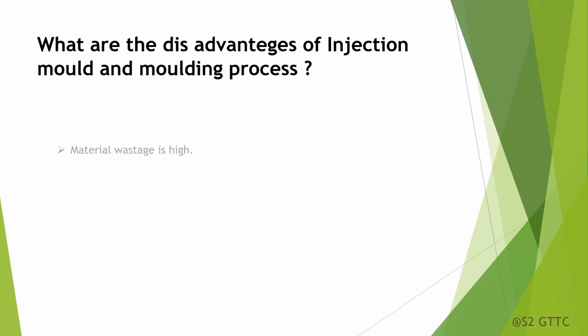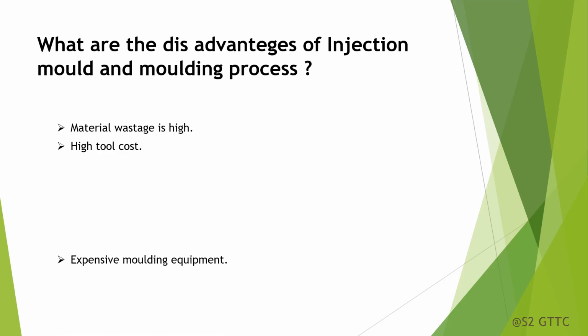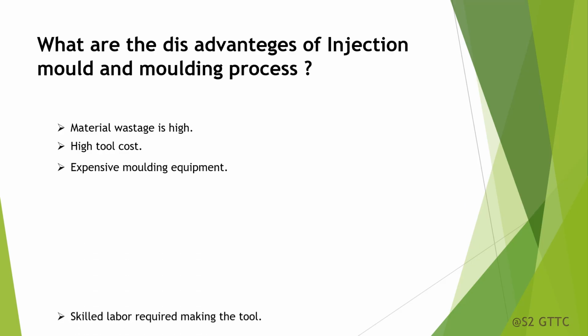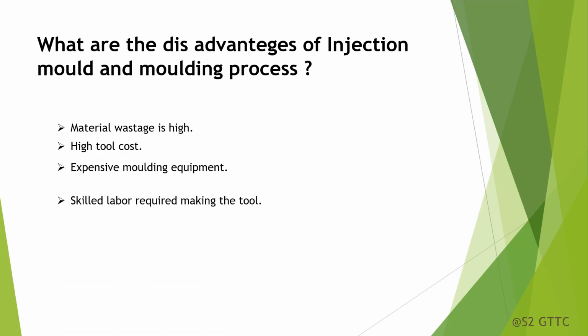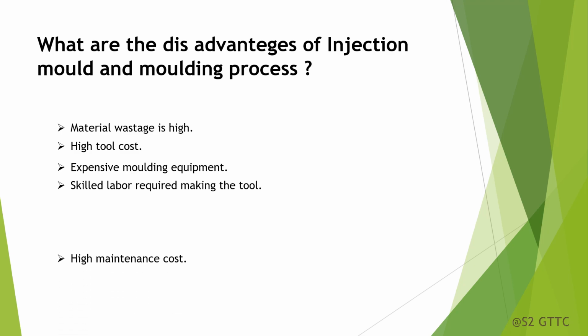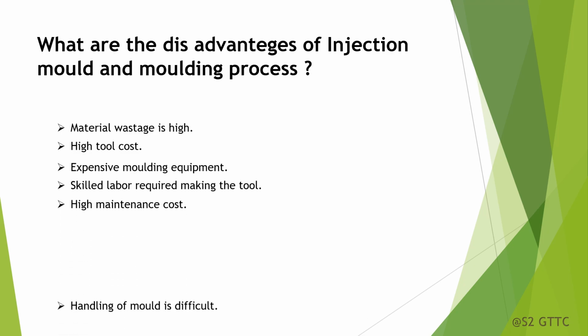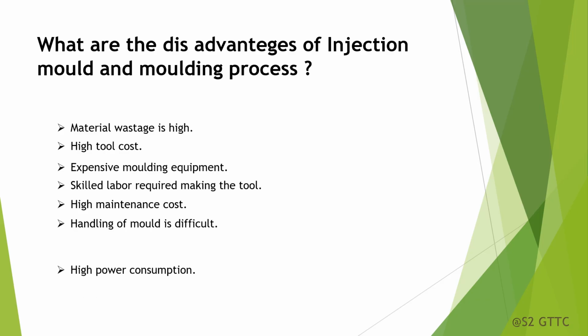What are the disadvantages of injection mold and molding process? Material wastage is high, high tool cost, expensive molding equipment, skilled labor required for making the tool, high maintenance cost, handling of mold is difficult, high power consumption.